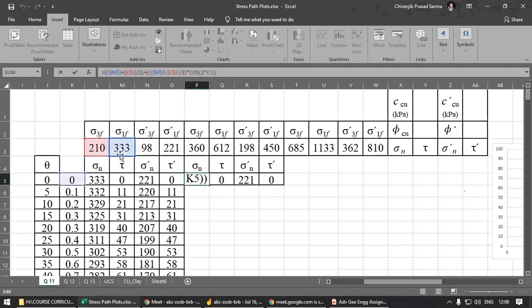For this one, this will be sigma 1, enter, and this will be sigma 3, total stress, enter. Similarly, this will be sigma 1 and this will be sigma 3, enter. Here also we have to change it. So this will be sigma 1 dash and sigma 3 dash, enter. Similarly tau dash here; tau dash and tau are the same. Even if we do not change it, it will be the same. Here you see tau and tau dash are unchanged. So pore water pressure has no effect on the shear stresses.